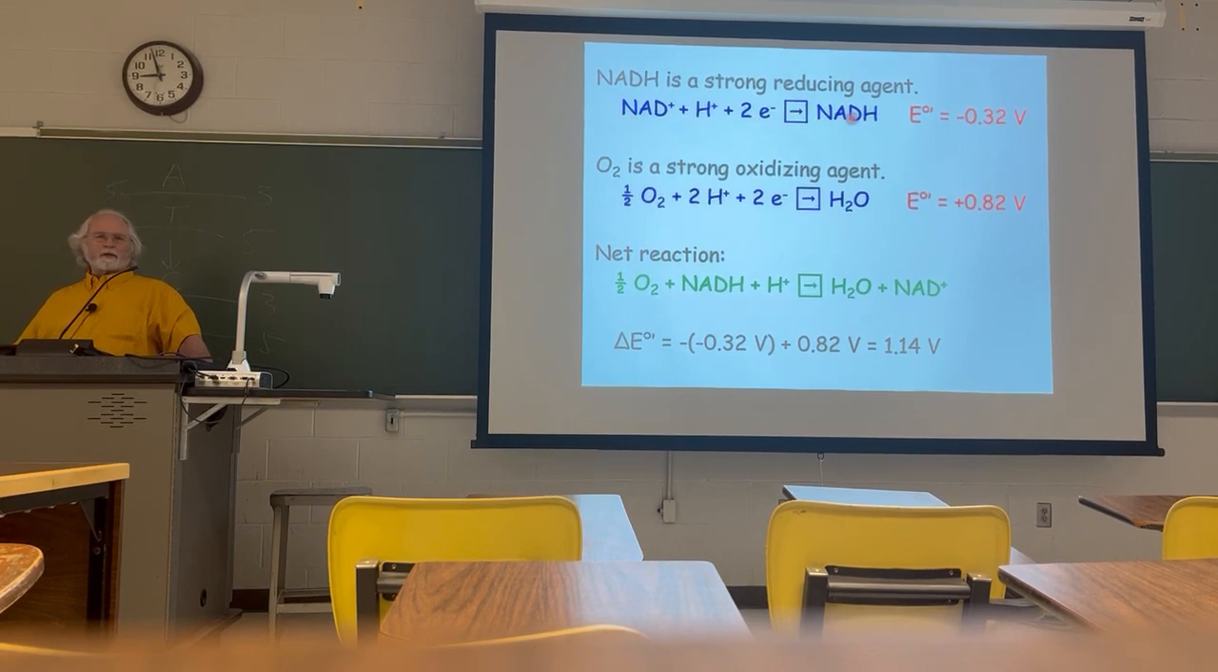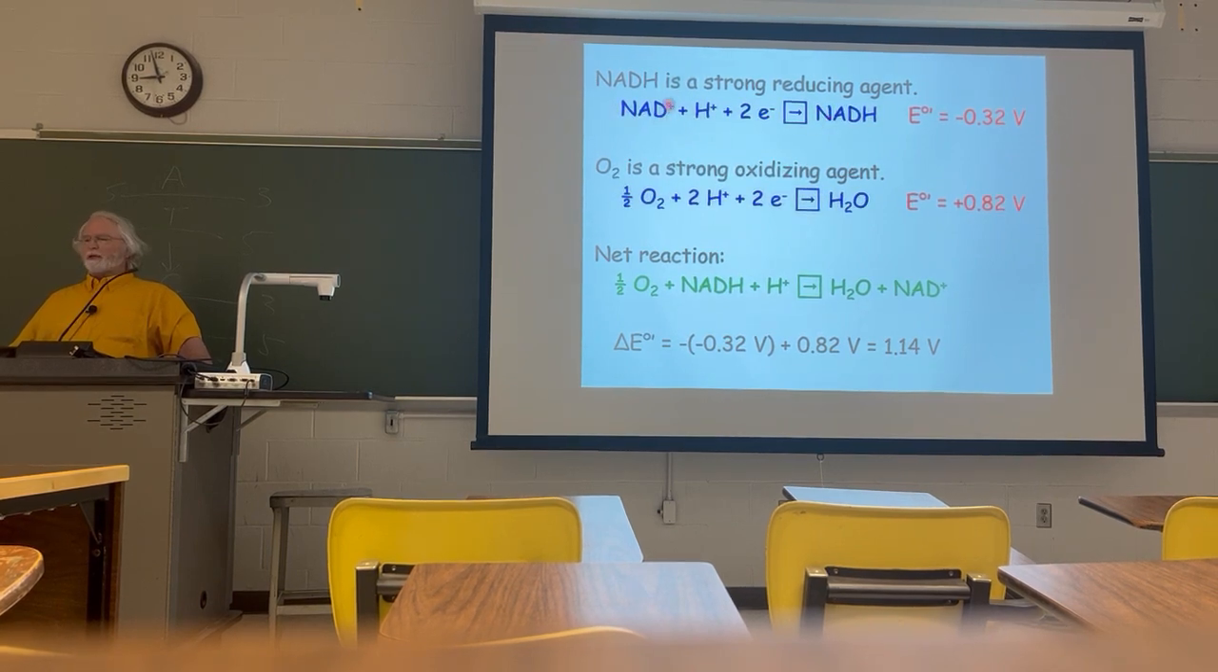When we're writing out the equations for standard reduction potential, we write them in the direction of reduction, okay? So if NAD accepts 2 electrons to make NADH, that has a negative standard reduction potential. That means NADH is a good reducing agent. Oxygen is a strong oxidizing agent. If we reduce oxygen to water, that has a positive value for standard reduction potential.